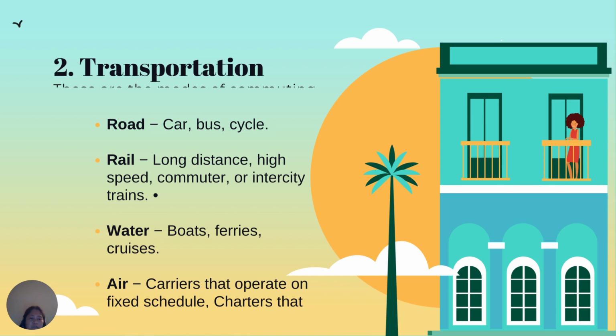Then we have the transportation. The transportation is one of the tourism supply, wherein there's road, rail, water, and air. For the road, we have, of course, the different means of transportation like the car, the bus, the cycle. For the rail, we have the long distance, the high speed, commuter or intercity trains. We have also the water: boats, ferries, and cruises are part of water transportation. And the air carries and operates on a fixed schedule. We have charters that operate as required.